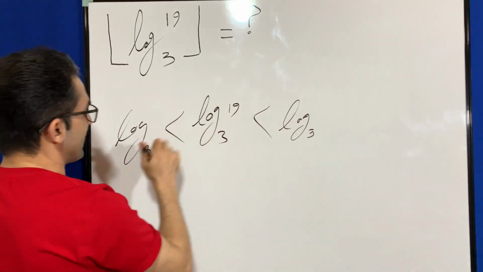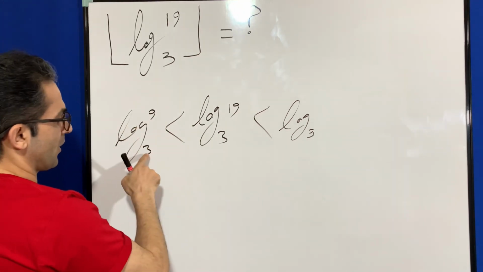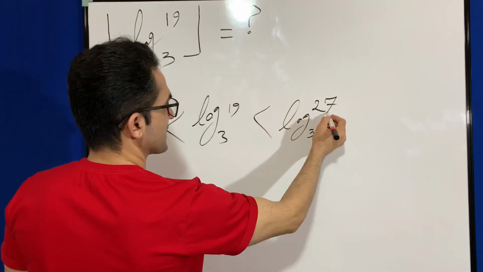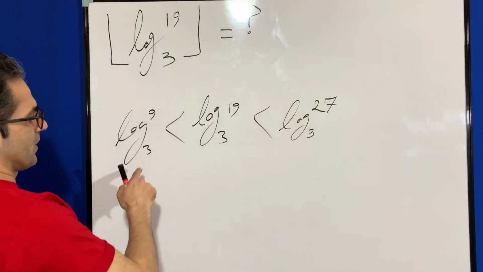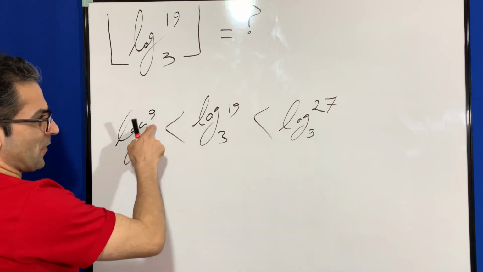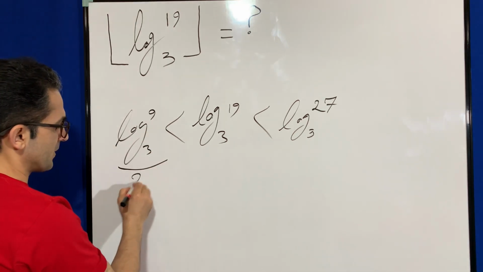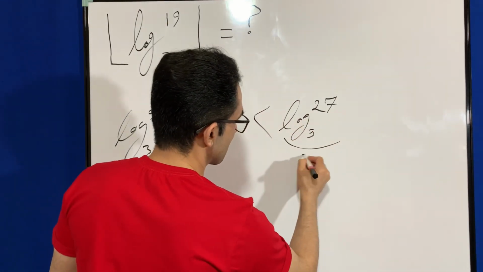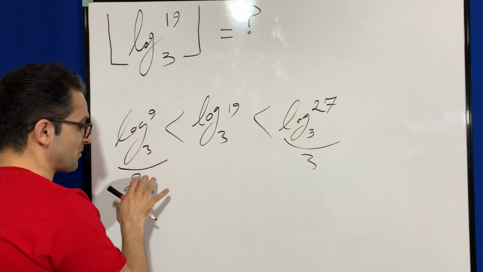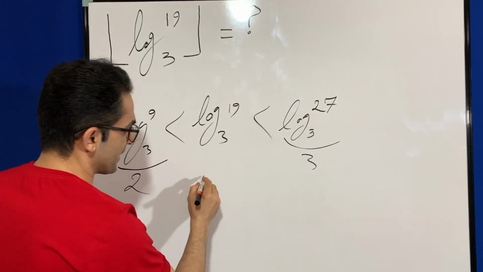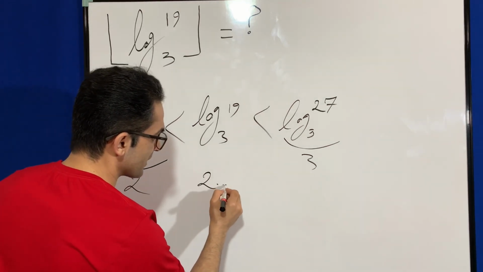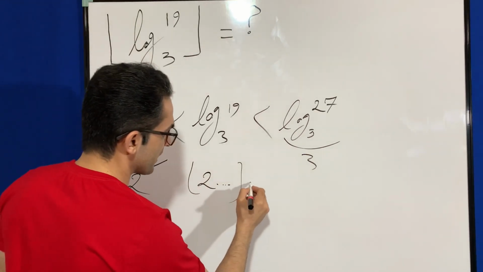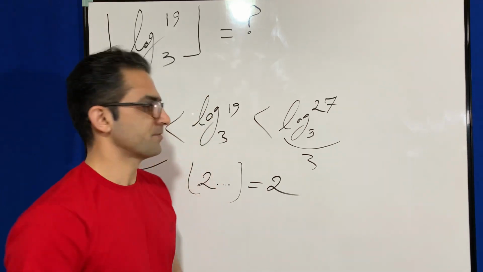So 19 is between 9 and 27. You know, log base 3 of 9 is 2, and log base 3 of 27 is 3. So this log is between 2 and 3. In fact, it equals 2 point something. The floor of 2 point something is exactly 2.